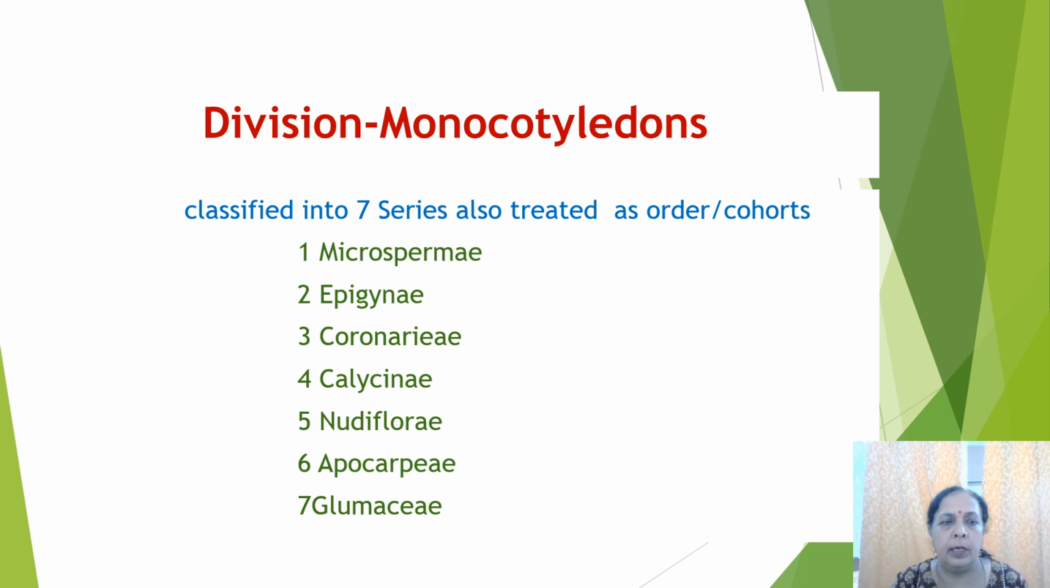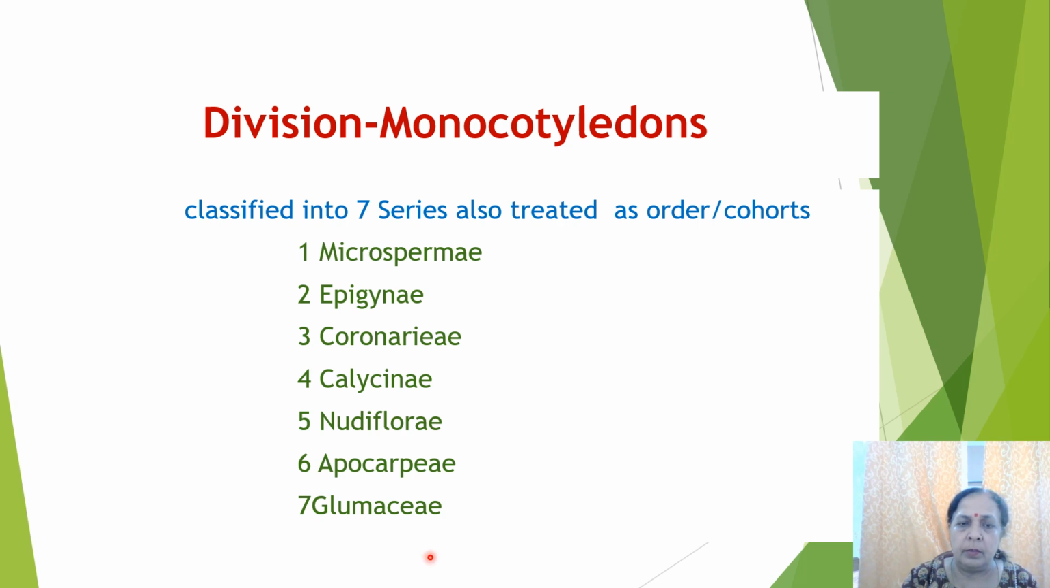Division Monocotyledons. It is classified into 7 series, which are equal to the orders: Microspermae, Epigynae, Coronarieae, Calycinae, Nudiflorae, Apocarpae, and Glumaceae.